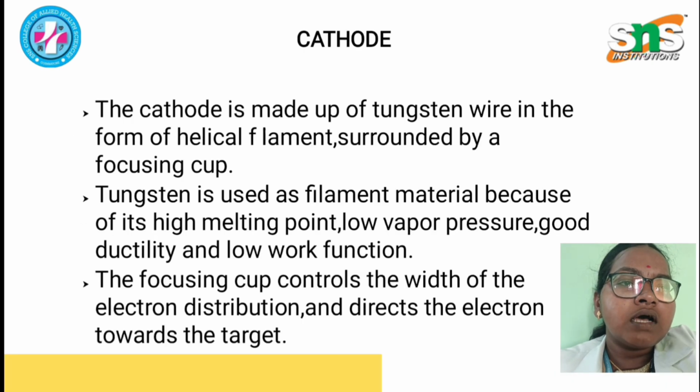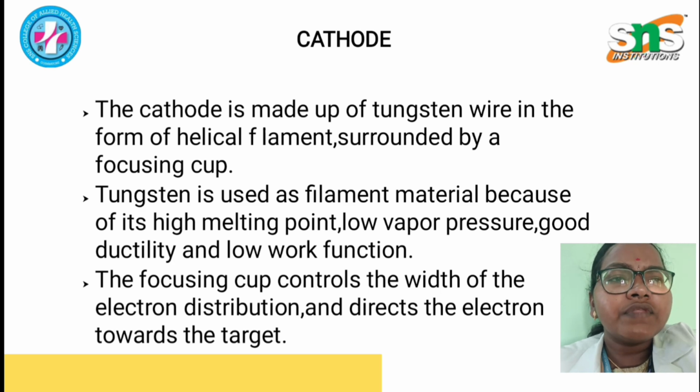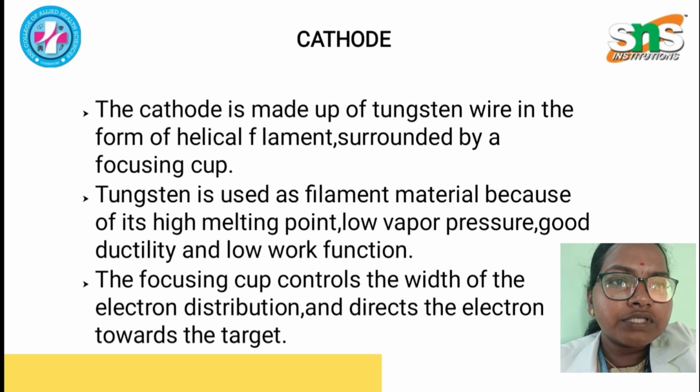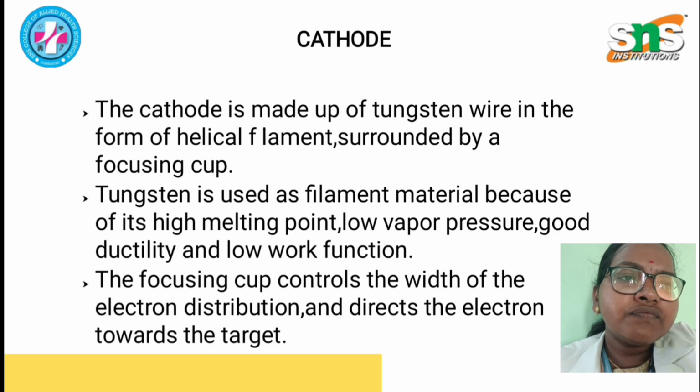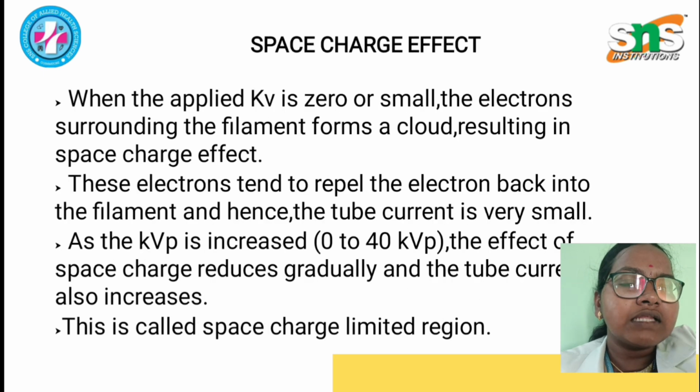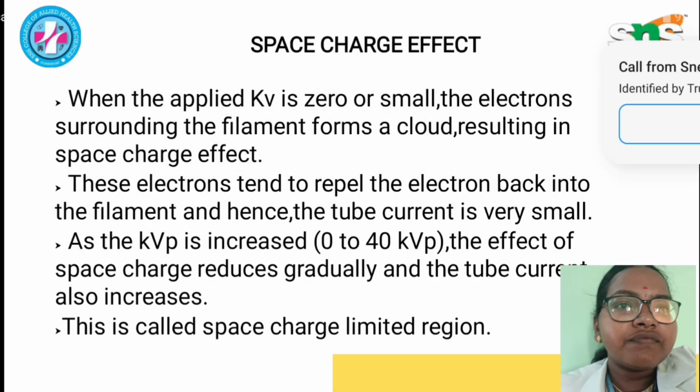The next is the cathode. The cathode is a tungsten wire in the form of a helical filament, surrounded by a focusing cup. Tungsten is used as the filament material because it has a high melting point, low vapor pressure, good ductility, and low work function. Because of these properties, we use tungsten as the target material as well as the filament. The focusing cup controls the width of the electron distribution and directs the electrons towards the target, which is the anode.